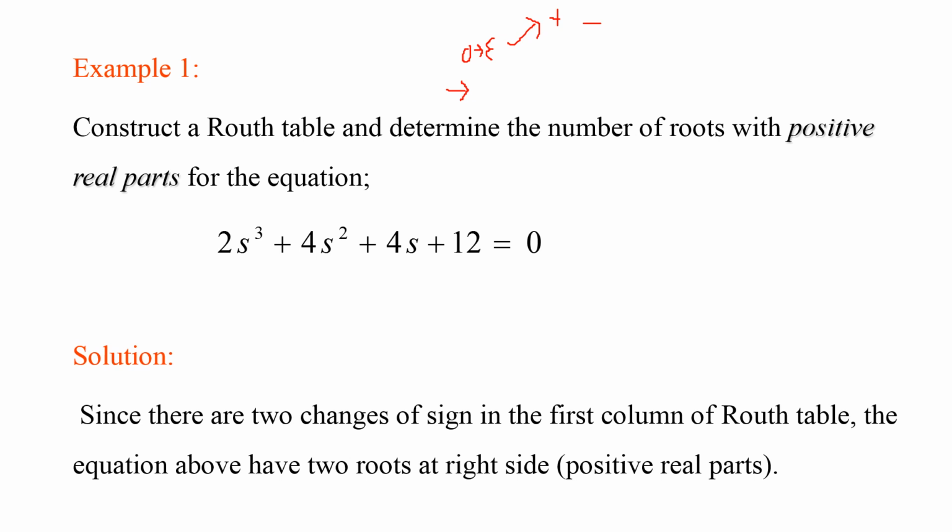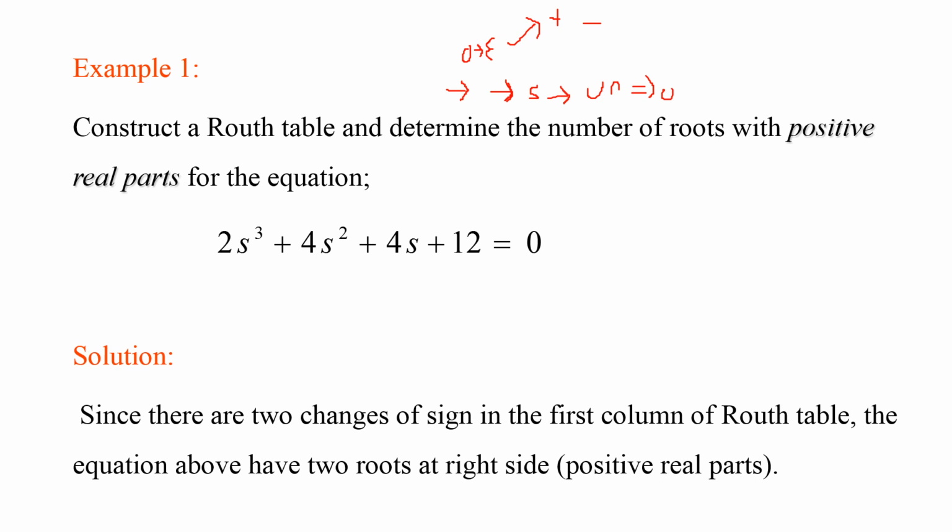Then we are going to complete the RS table. After completing the RS table, we are going to identify the number of sign changes. Even if there are no sign changes, the system is unstable, but the number of right hand side roots is 0. Okay, those are the two special cases of RS criteria.